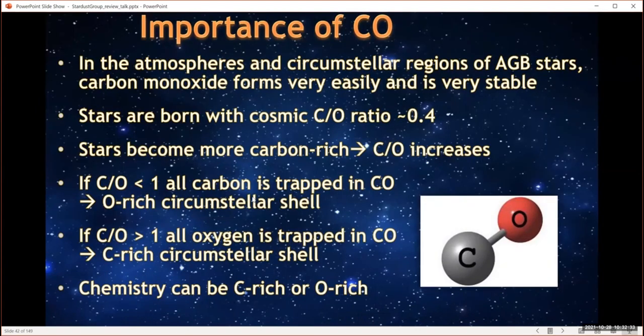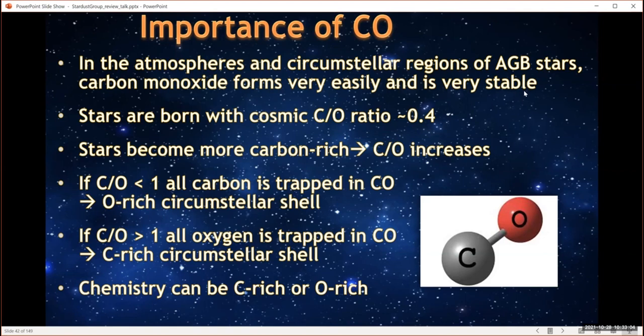Okay, so what? Well, it turns out that there is a molecule that is very important in controlling the chemistry. The surface of AGB stars is only about 3,000 Kelvin. And at that temperature, carbon monoxide forms very easily. It'll be in the atmosphere of the star, and it's very stable. There are no UV photons to break the bond. So here I've got a carbon monoxide molecule, and this bond is pretty strong. And without any ultraviolet photons, it's going to stay there. But what that means is it's going to affect the chemistry.